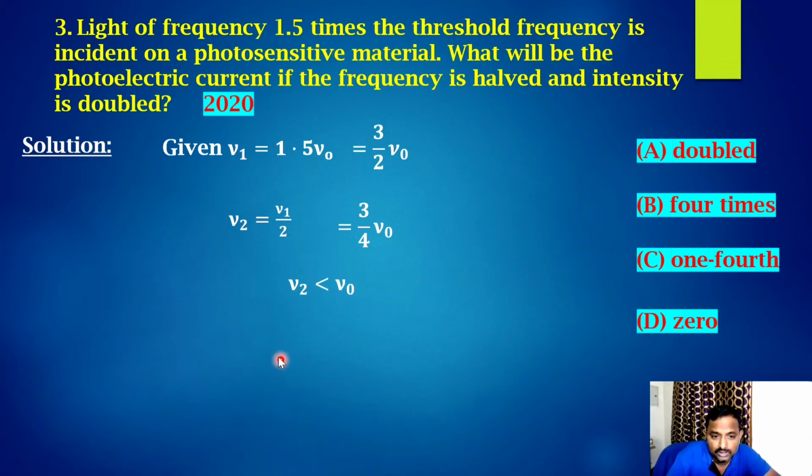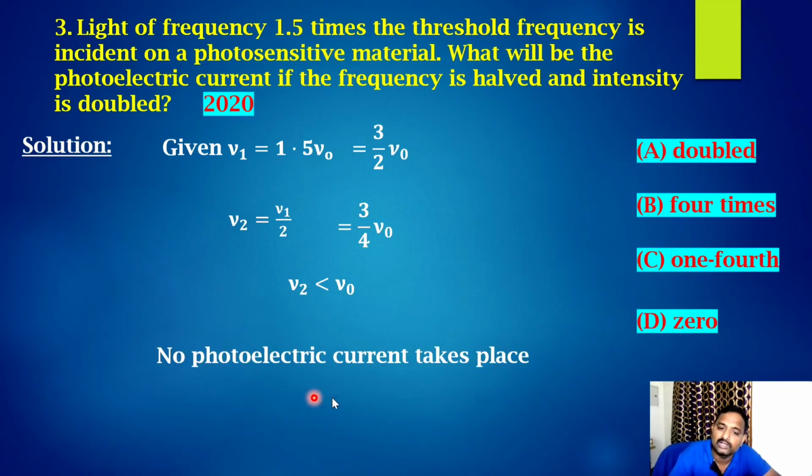That means nu2 is less than nu naught. That means nu2 is less than the threshold frequency. So no photoelectric current takes place. So here the value of photoelectric current will be 0. So option D is the answer. Now we will go with the fourth question.